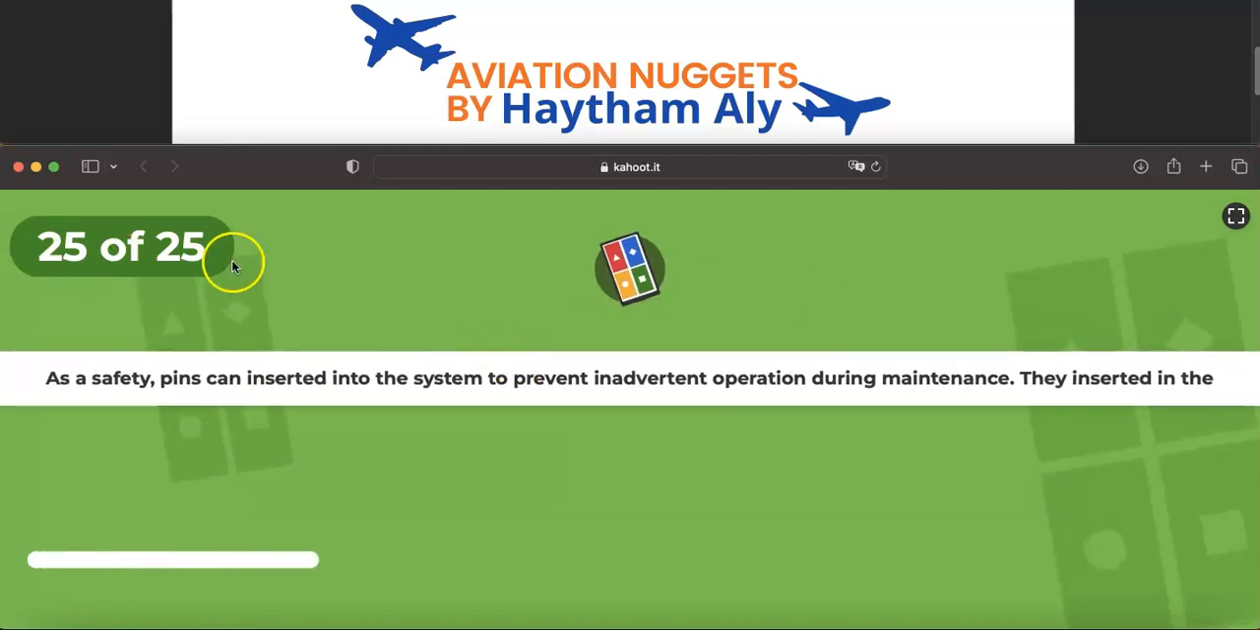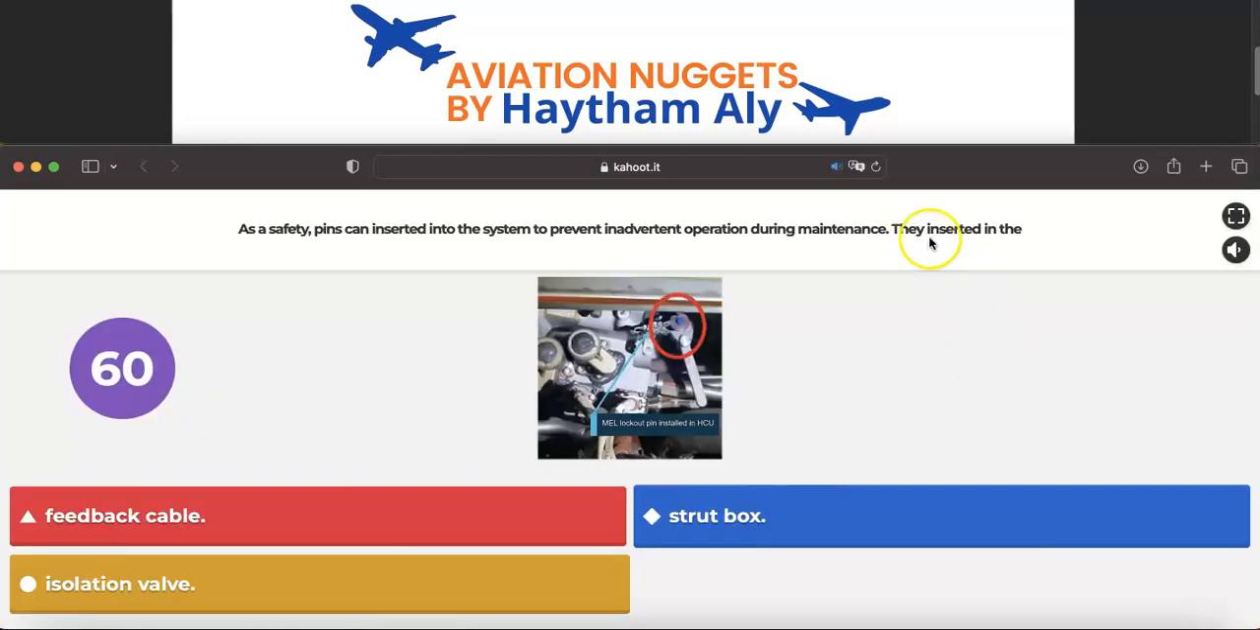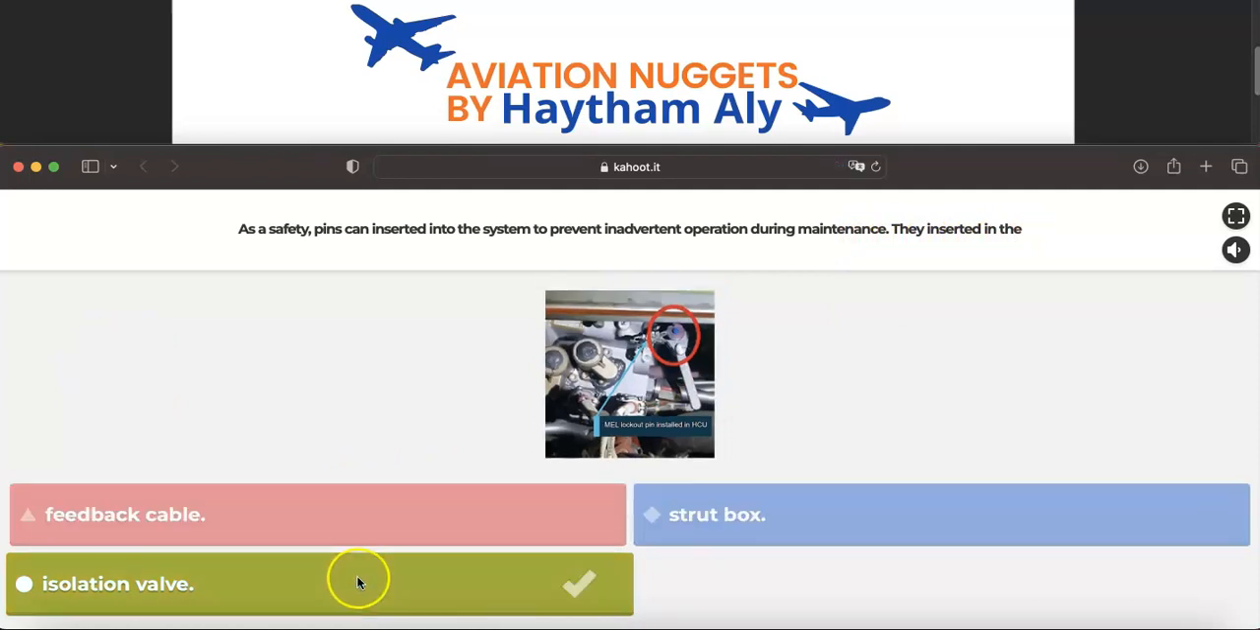Question 25 of 25. As a safety, pins can be inserted into the system to prevent inadvertent operation during maintenance. They are inserted in the feedback cable, strut box, or isolation valve? Again, as a safety, pins can be inserted into the system to prevent inadvertent operation during maintenance. The right answer is isolation valve.